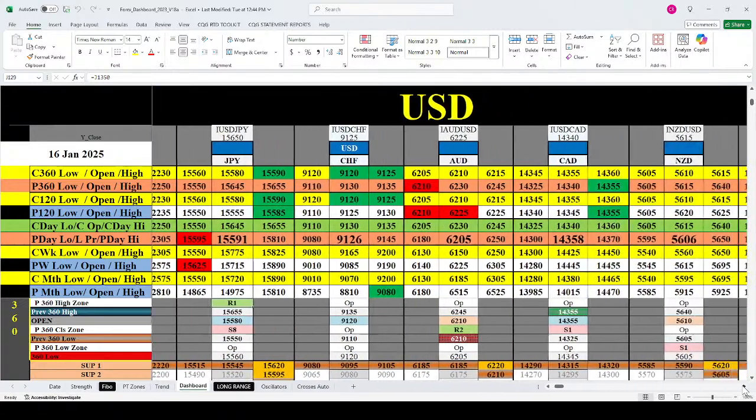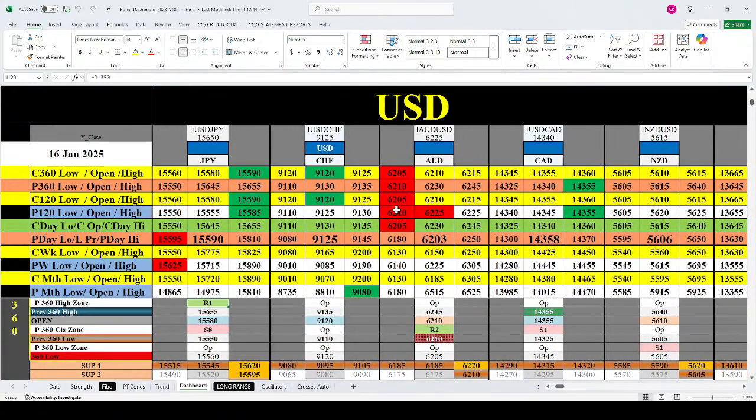Now the trend map says the market is trading below your 360 low. This is what you see, the red highlighted, which means the price is trading below the low. Your current week low is 61.30, your previous week low is 61.40, which means that this is a failure. This week's low is lower than the previous week's low. That means there is a failure in the low, and your previous day low is 61.80.